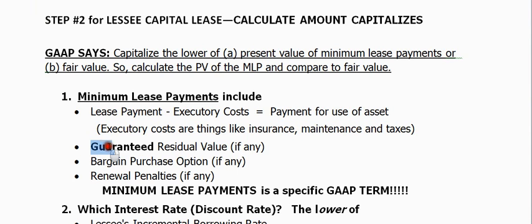The next thing is a guaranteed residual value, and it's just the guaranteed component. If there's a residual value but it's not guaranteed, the lessee will not consider it. And once again, it doesn't have to have a guaranteed residual value, just if it's there. Then a bargain purchase option, if any, and renewal penalties, if any. Minimum lease payments is a specific GAAP term. When you put the word minimum in front of lease payments, it defines the cash flows that are to be capitalized.